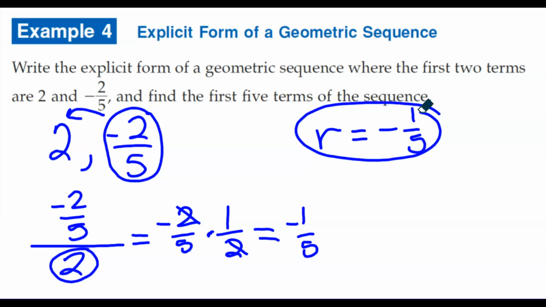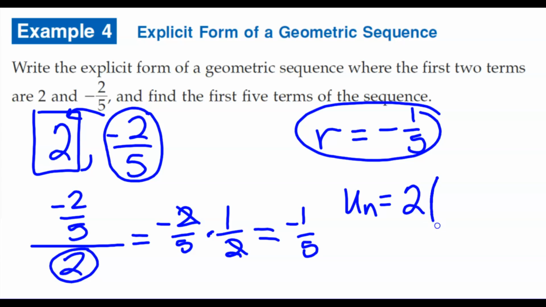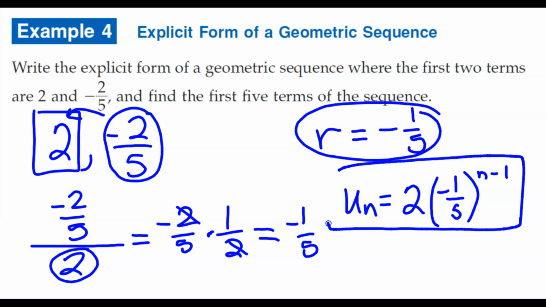So to write an explicit form, I first have to know the first term. Well, that's easy. It's 2. Then I have to know the common ratio. Well, we just figured that out. It's negative 1/5. And that's raised to the n minus 1. And that's the explicit form for this geometric sequence.